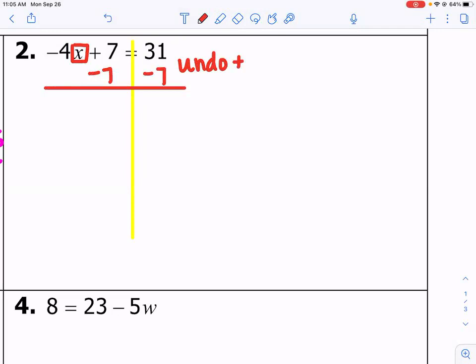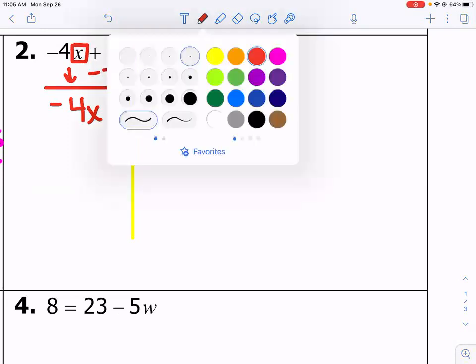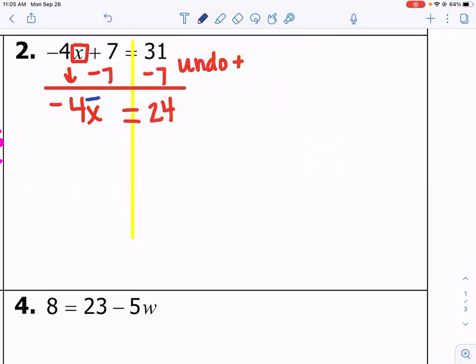Okay, so we still have our minus 4x. Our 7 minus 7 is 0. I'm not going to write plus 0. Okay, Bronson, can you help me with 31 minus 7? That is 24. Is Bronson correct? Yes. Awesome. So now I'm going to rebox my x just for dramatic effect here. I need to get x by itself.